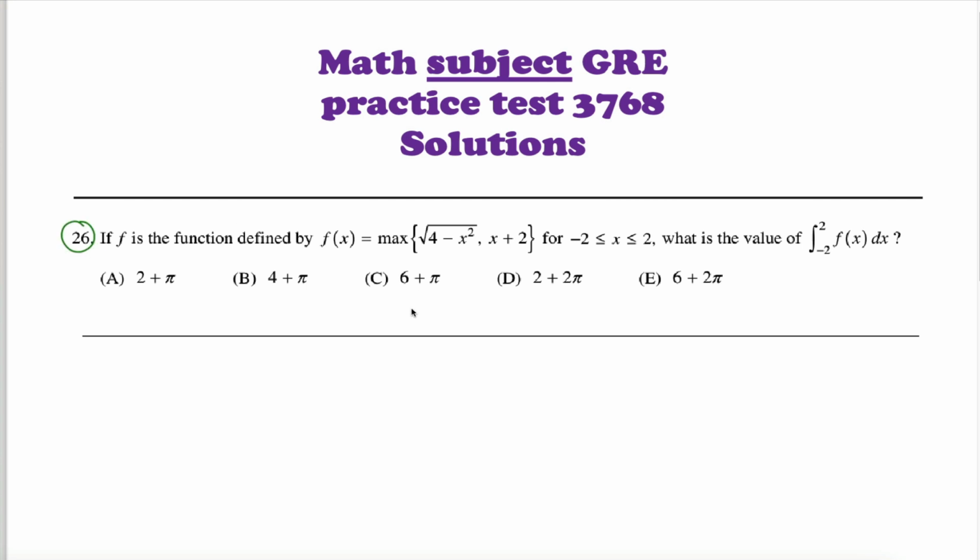Okay, question 26 on the math subject GRE practice test. This is a really cool question. Props to the test makers here. We have this function f of x, which is defined kind of strangely. It's whichever is greater out of these two expressions for x values from -2 to 2. And what we're supposed to do is evaluate the definite integral from -2 to 2 of that function.